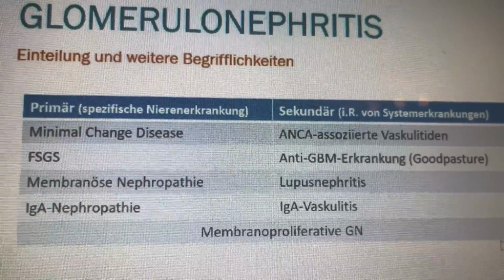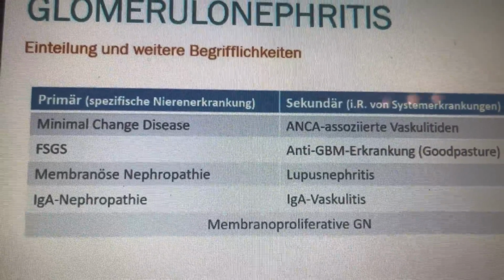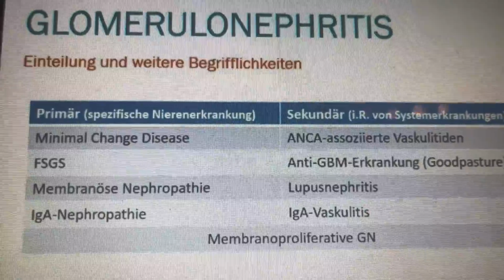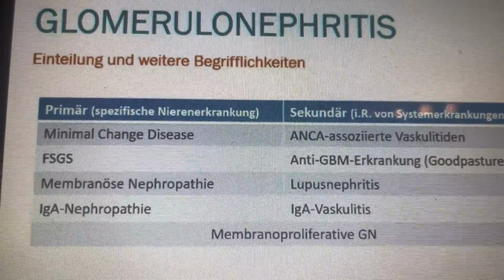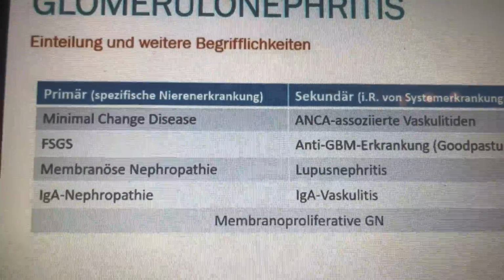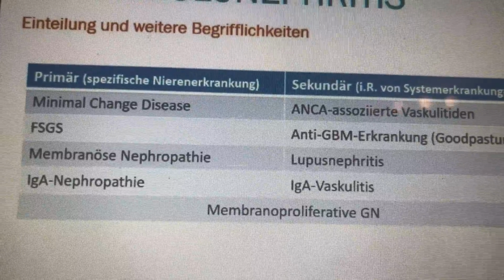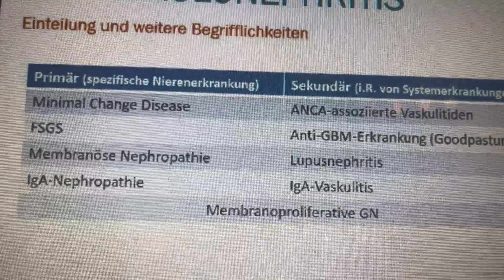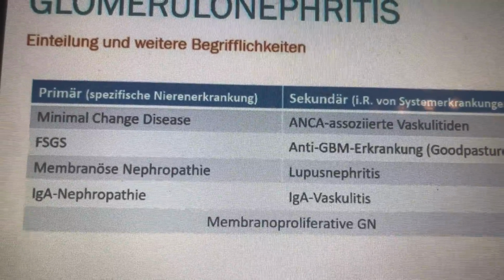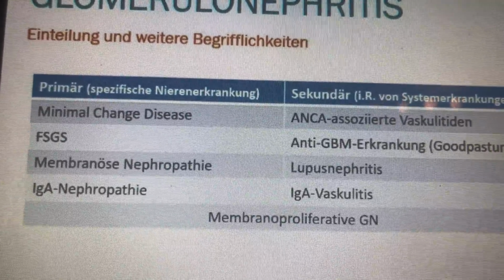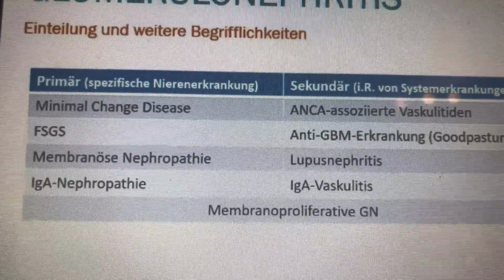For the division of glomerulonephritis into primary and secondary: the primary ones are manifested just in the kidney, and these are minimal change, FSGS, membranous nephropathy, and IgA nephropathy. In case of secondary, they are not only in the kidney but also in other organs, mostly in the blood vessels. They are ANCA-associated vasculitis, anti-GBM Goodpasture, lupus, IgA vasculitis, and membranoproliferative glomerulonephritis.